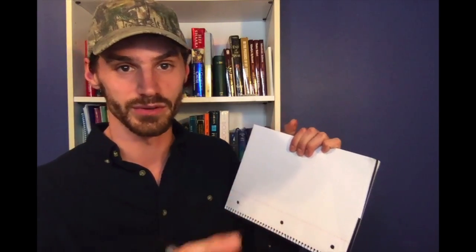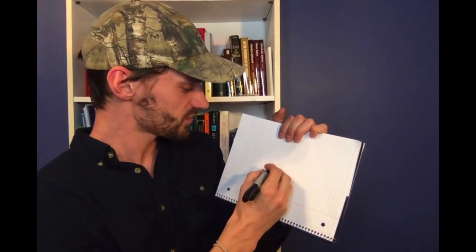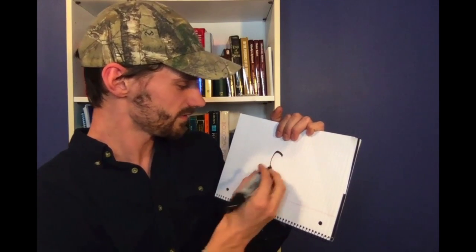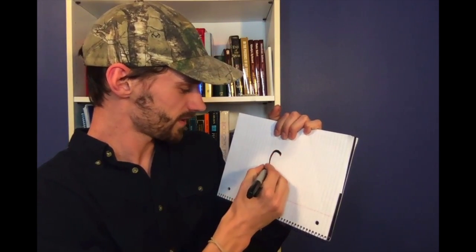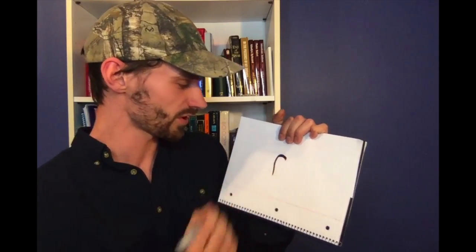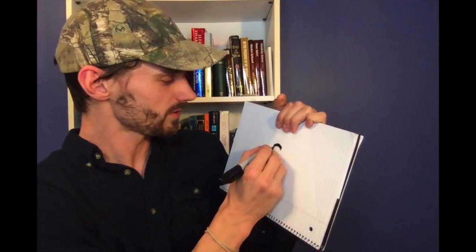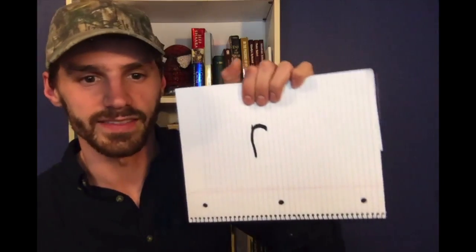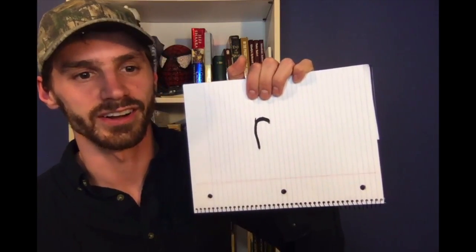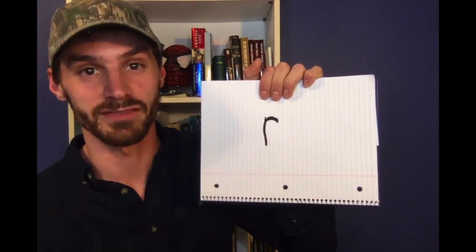symbol that we use to represent this tapped R, and that is just a very simple curved line like this, and that is what you call your voiced alveolar tap.